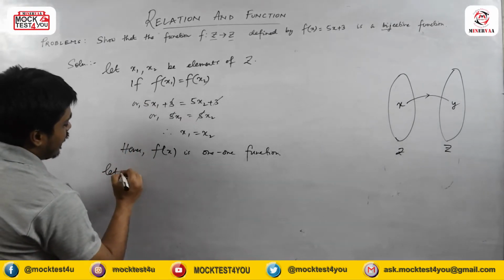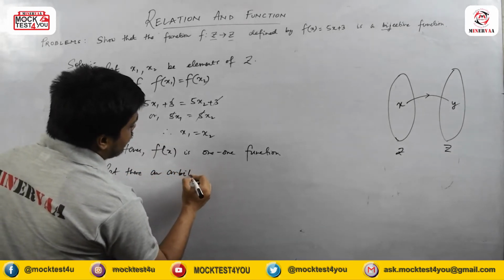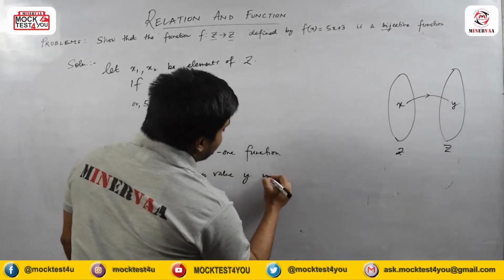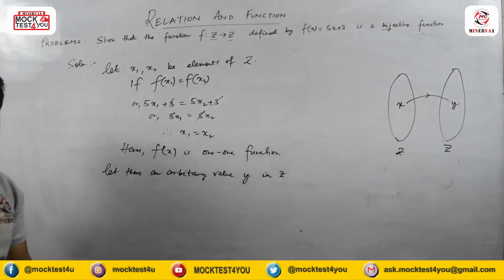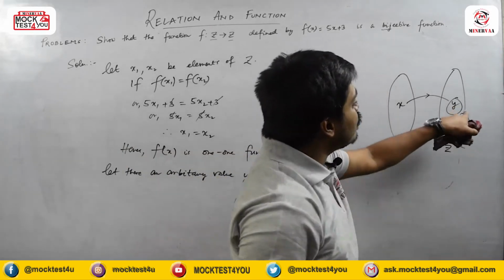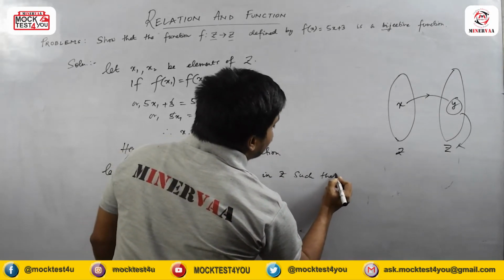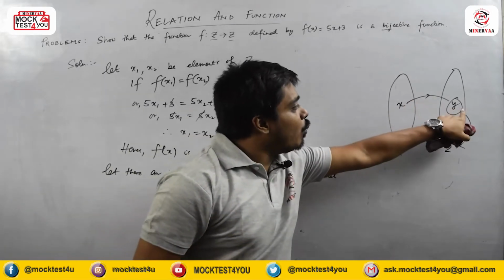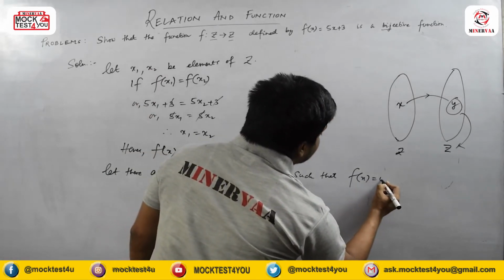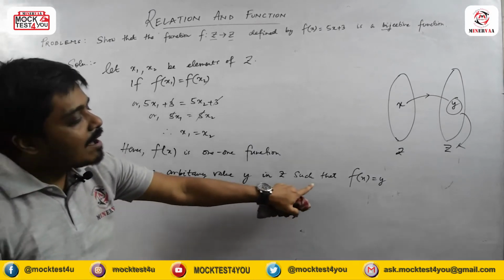So let there be an arbitrary value Y in Z. I am taking an arbitrary value Y in Z, such that what? You see, y is an image of x. So what we can write? We can write that f(x) is equal to y. So I am taking one arbitrary value of y such that f(x) is equal to y.